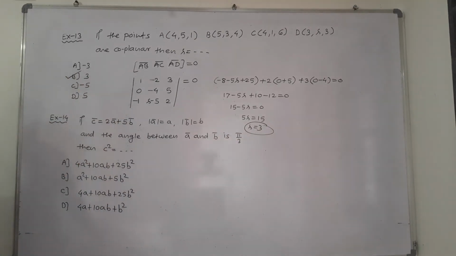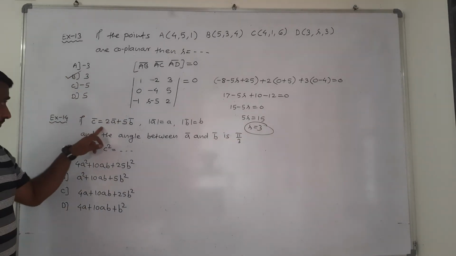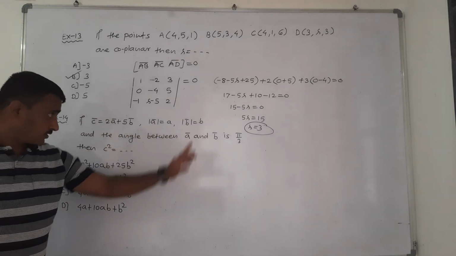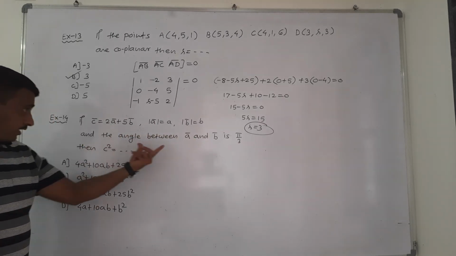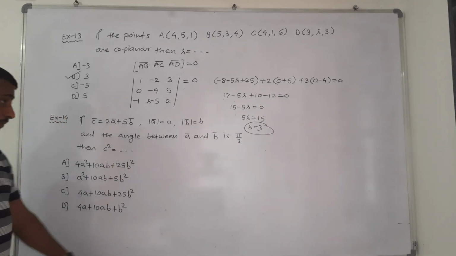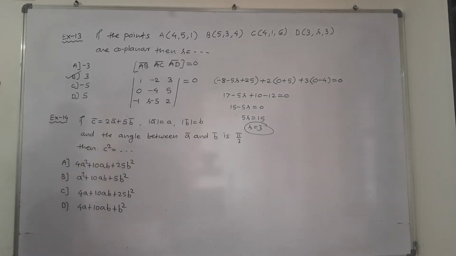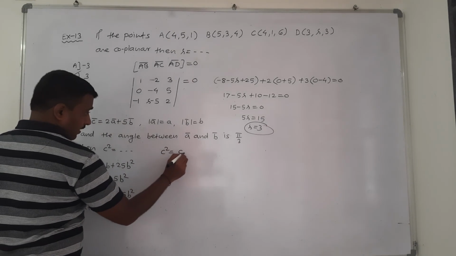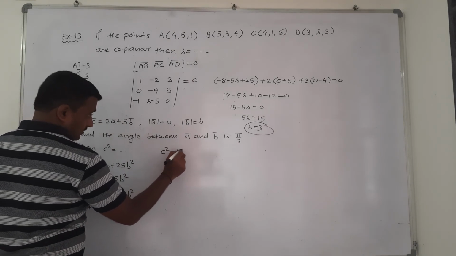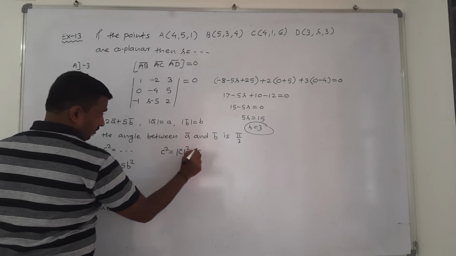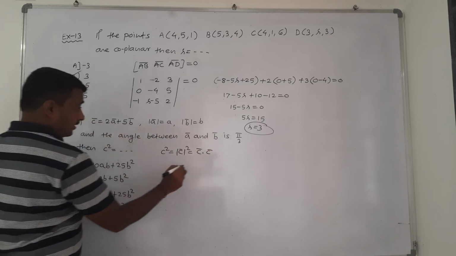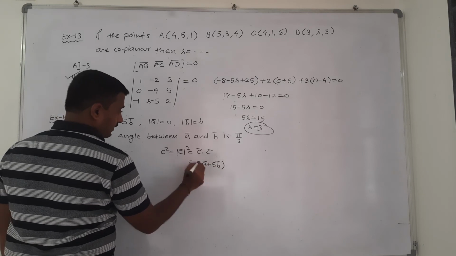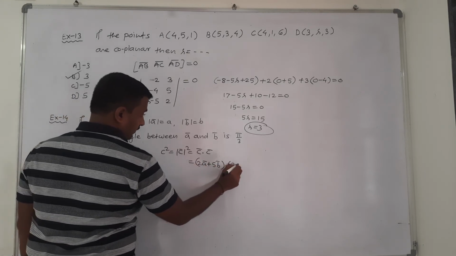That is the option. Next, C bar is equal to 2A bar plus 5B bar, modulus A bar is equal to A, modulus B bar is equal to B, and the angle between A bar and B bar is pi by 3. Then C square is nothing but modulus C bar square, or C bar dot C bar, that is 2A bar plus 5B bar, again its dot product with 2A bar plus 5B bar.